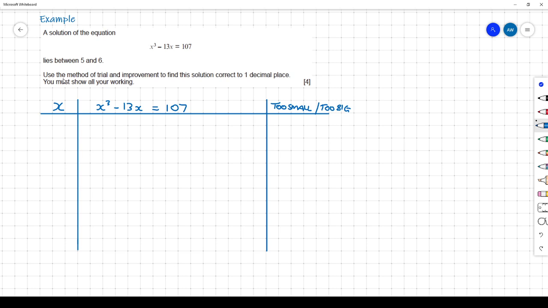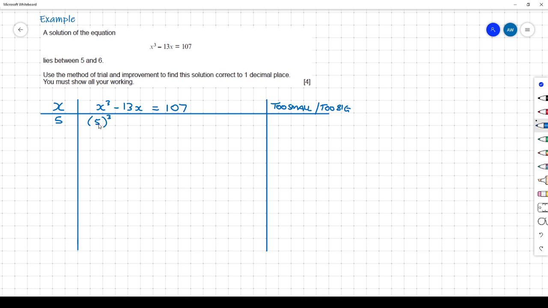So why have they told us that the solution lies between 5 and 6? So like I said a couple of minutes ago, you would not normally have to do this. Okay, you don't have to substitute in 5 and 6 because they're telling you the answer is between 5 and 6, but I'm going to show you why. So if we put x equal to 5 into our equation, now remember, when we substitute, I have taught you to put a pair of brackets and replace the letter with its value.